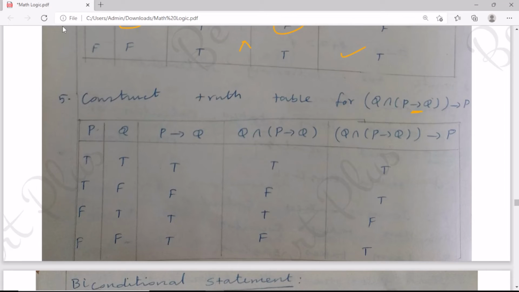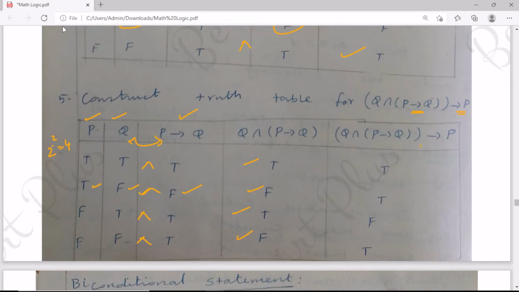So here we have to apply two conditionals. First let me write down the truth values of P, Q. Here we have two variables, so totally we have 4 possibilities like this. P conditional Q takes the value false only when P takes true and Q takes false. And then Q and P conditional Q: you have to combine these two using conjunction. So true and true, true; false and false, false; true and true, true; false and true, false.